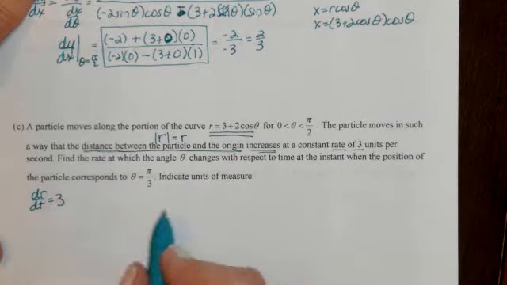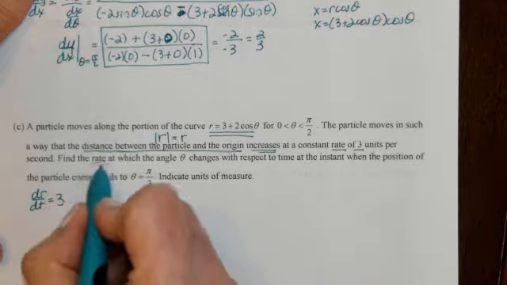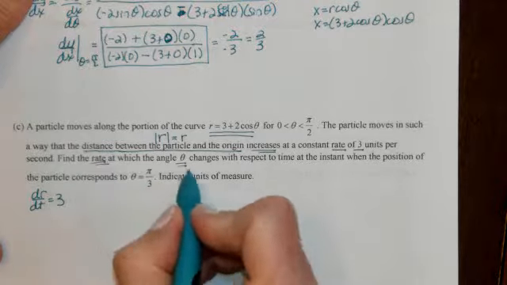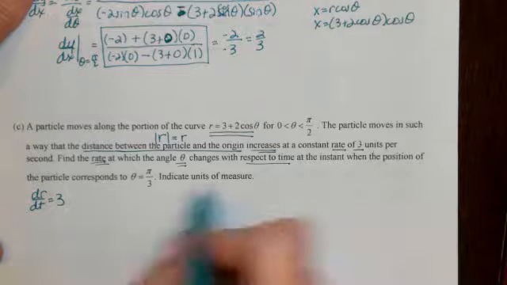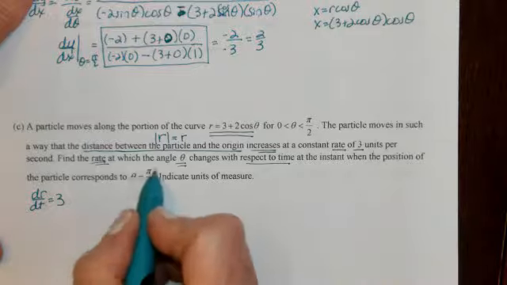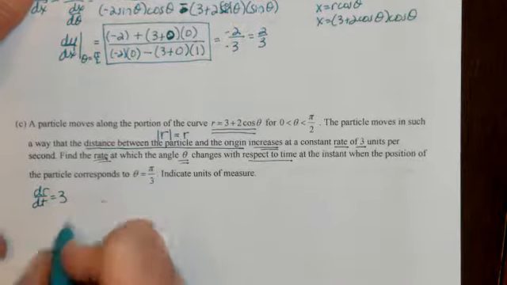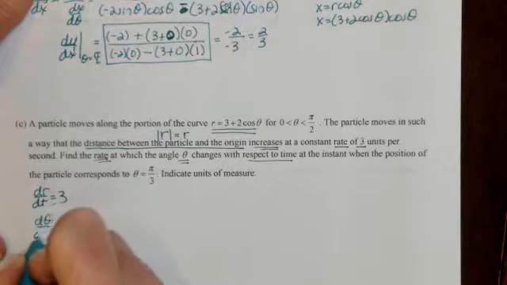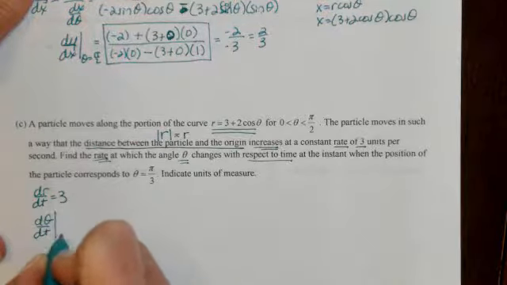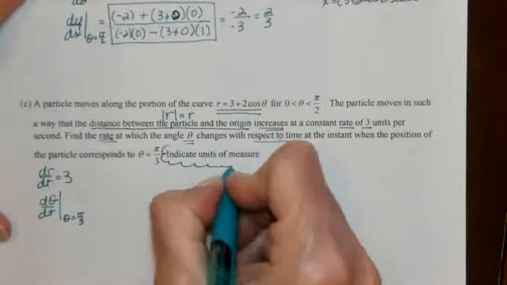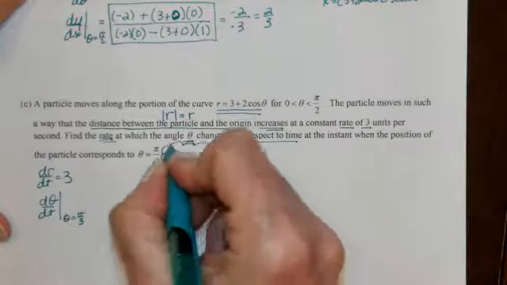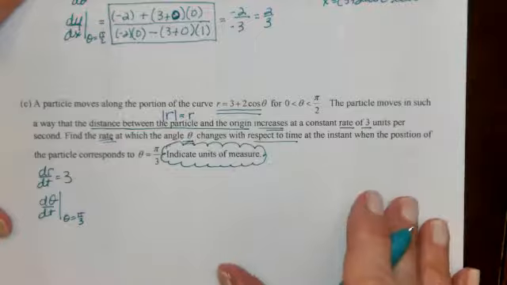We want to find the rate at which the angle theta changes with respect to time at the instant when the position of the particle corresponds to theta equals pi/3. So we're looking for d theta/dt at the instant when theta equals pi/3. And indicate units of measure. I'm going to bubble that in hopes that I don't forget it at the end.